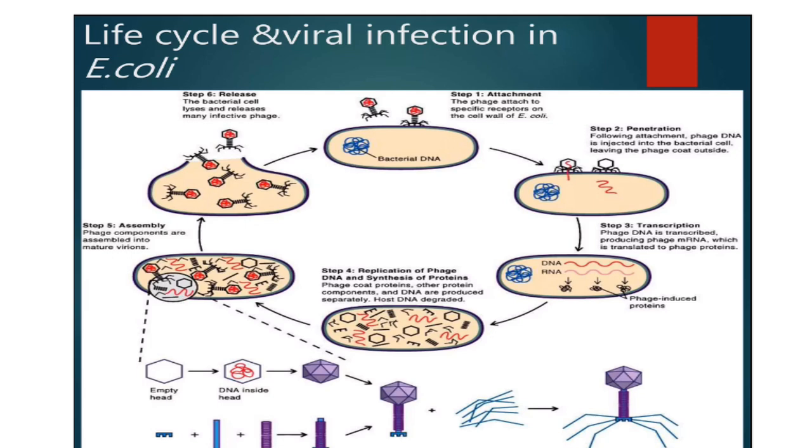Next is the replication of phage DNA and synthesis of proteins will take place in this. Then fifth step is the assembly. The phage components are assembled into the mature virions. Then sixth stage is the release. The bacterial cell lyses and releases many infective phages.